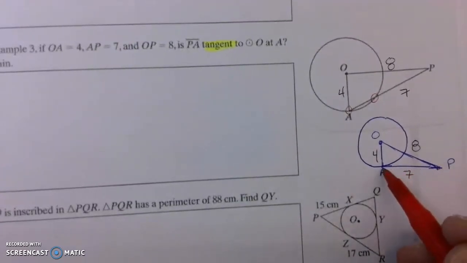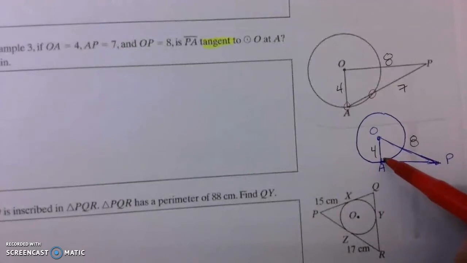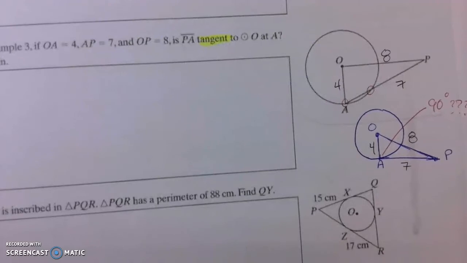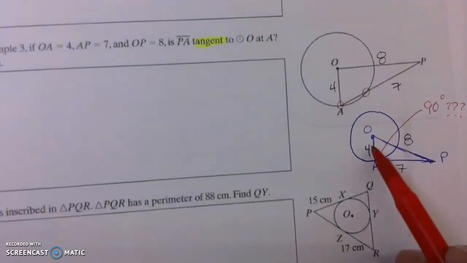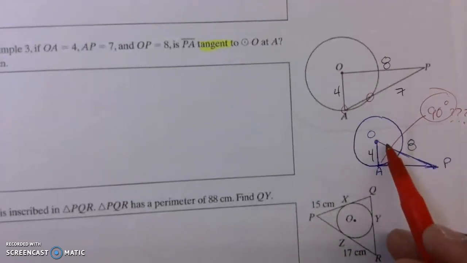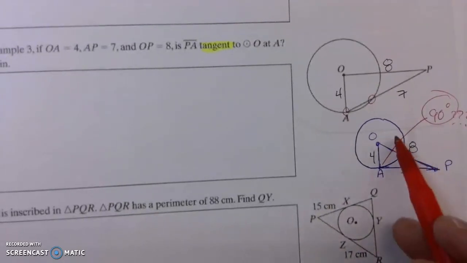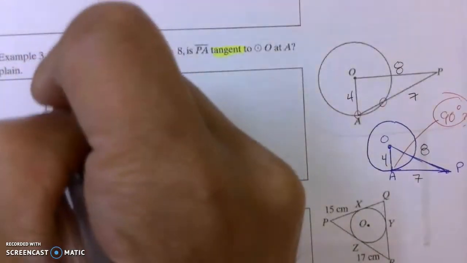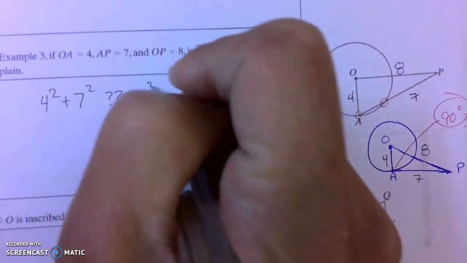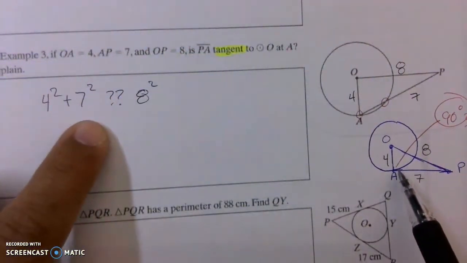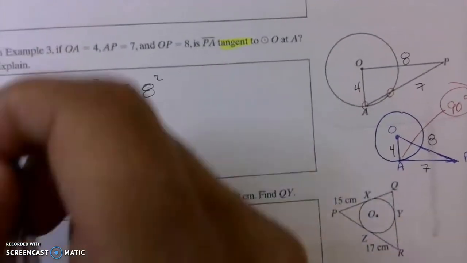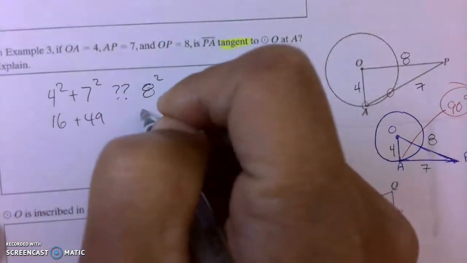In order for this line to be tangent, it has to be 90 degrees here. That has to be 90 degrees. I'm putting a question mark, because a tangent line and the radius would make 90 degrees. In order to be 90 degrees, the Pythagorean theorem must work. So we're going to test a squared plus b squared and see if it's equal to c squared. And if it is, then that's a right angle. And if this is a right angle, then this PA is tangent. So you just do the basic math here.